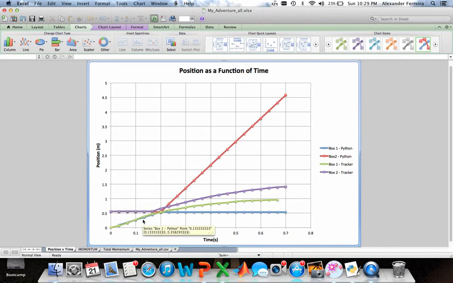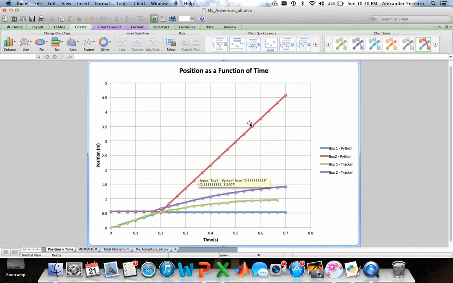When we look at Python, we see that box 1, which is this blue line here, had some constant initial velocity, very constant, right? And the second that that interaction occurred, the velocity went to 0. And that's because it transferred all of its momentum to this red line, or the second box. So this second line, this red line here, had an initial velocity of 0, right? So then when it was hit at about 0.2 seconds, it quickly accelerated to have some final velocity.